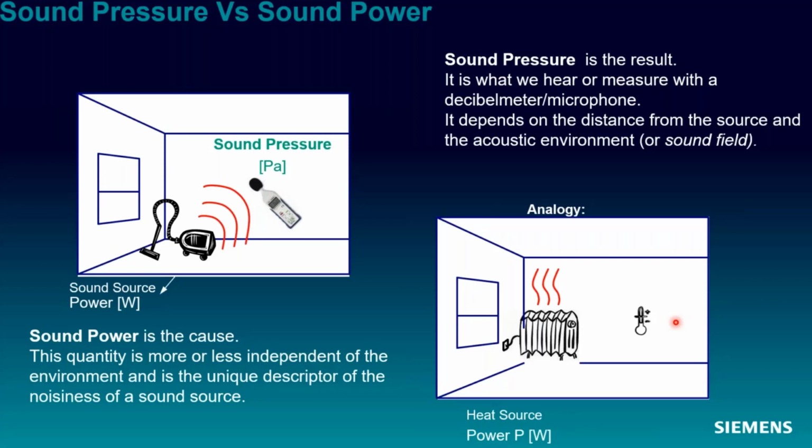So we like to define the difference between sound power and sound pressure as if you're taking a thermometer and walking around the room. You're going to get different temperatures at different portions of the room, but the heater is always outputting the exact same amount of heat. It works the same way with a vacuum cleaner: it outputs the same amount of sound power in watts, but depending on where you are in the room, you get a different sound pressure.